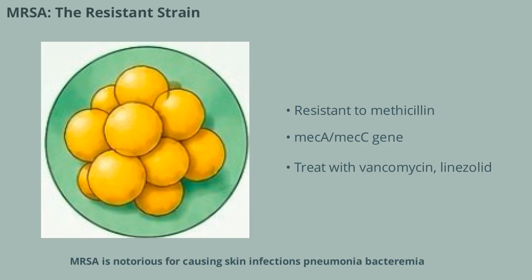MRSA is notorious for causing skin infections, pneumonia, bacteremia, and bone infections. Because of its resistance, treatment options shift to agents like vancomycin, linezolid, and daptomycin. It's essential to choose the right antibiotic, as some, like daptomycin, are not suitable for all infection sites.